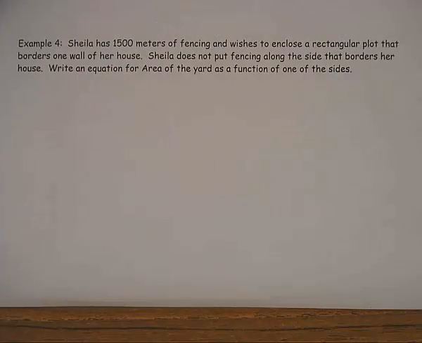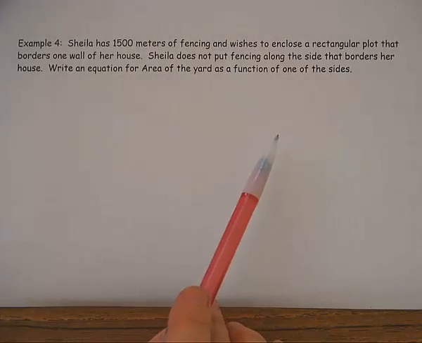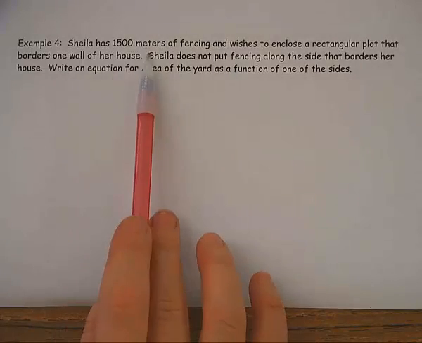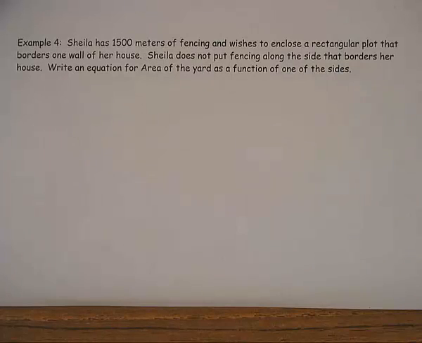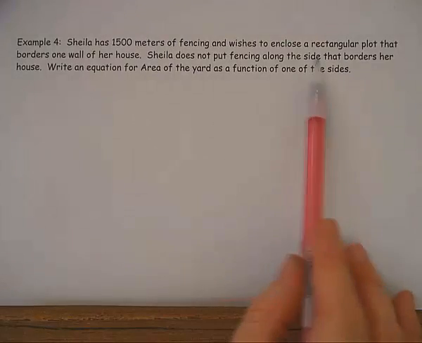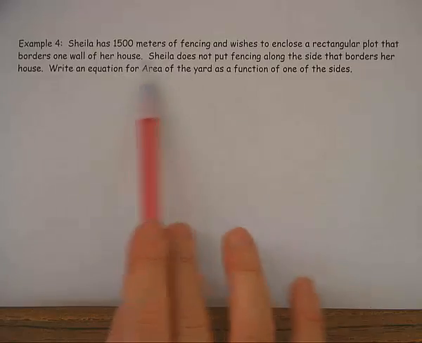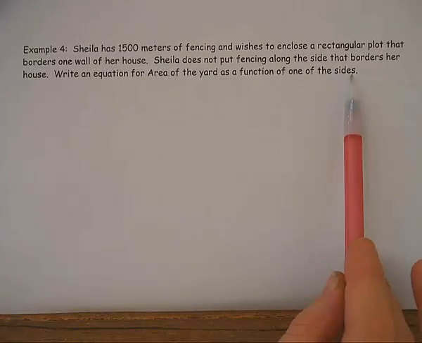Last but not least, in example 4, we have the classic fenced-in yard problem. So Sheila has 1,500 meters of fencing, wants to enclose a rectangular plot. It borders one wall of her house, and she does not put fence along that side that borders her house. Write an equation for the area of the yard as a function of one of the sides.